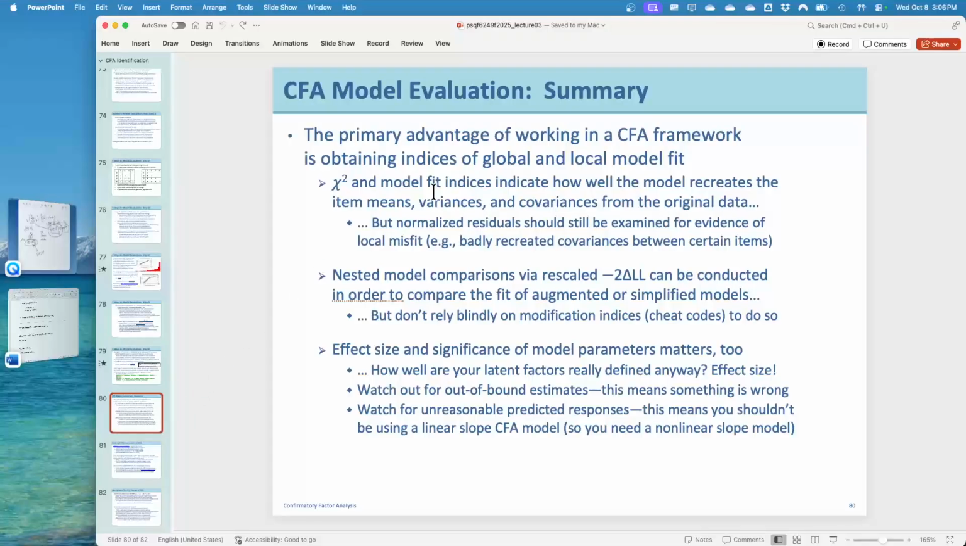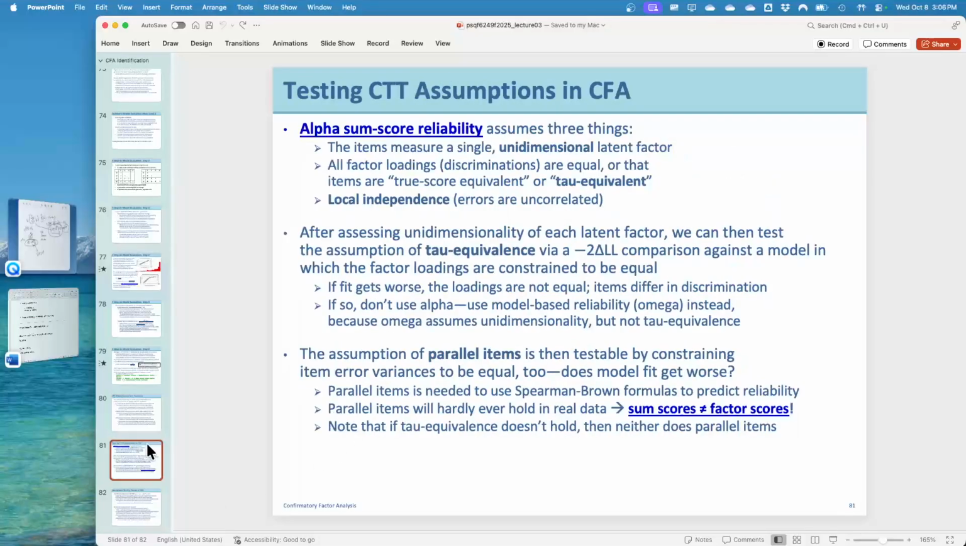You can do nested model comparisons. And using maximum likelihood protects you for missing data, and it has good large sample properties as well, too. You can test classical test theory assumptions in factor analysis, believe it or not.